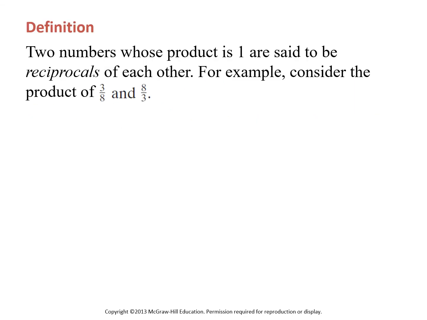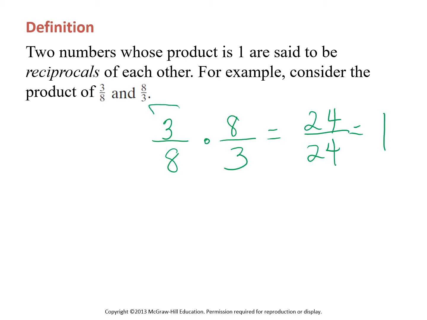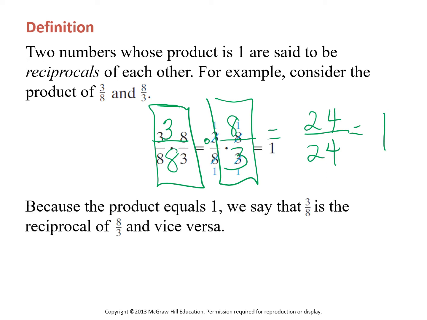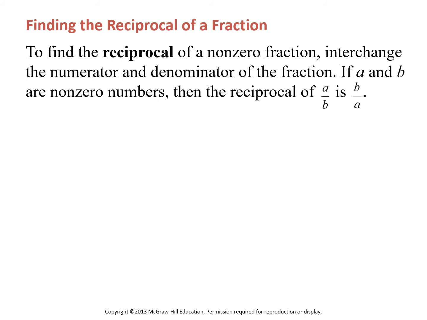The reciprocal of numbers. 2 numbers whose product is 1 are said to be reciprocals of each other. So if you look at 3/8 and 8/3, if I multiply these together, I get a product of 1, and that tells me that 3/8 and 8/3 are reciprocals. So to find the reciprocal of a number, we can interchange the numerator and denominator of the fraction. So if I want to find the reciprocal of a over b, it will be b over a.